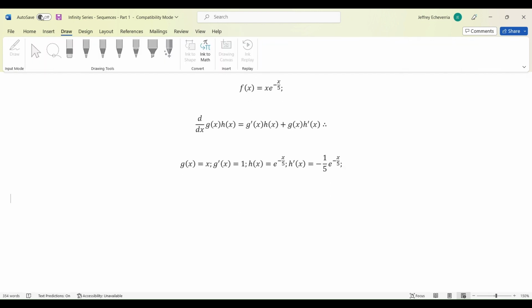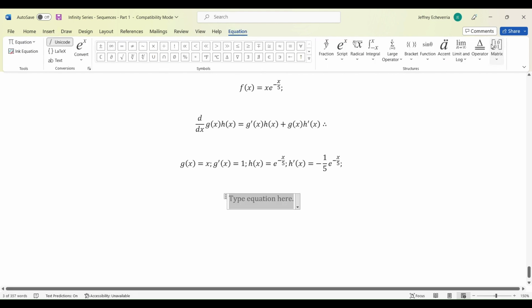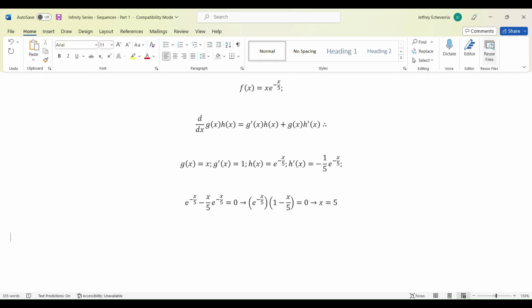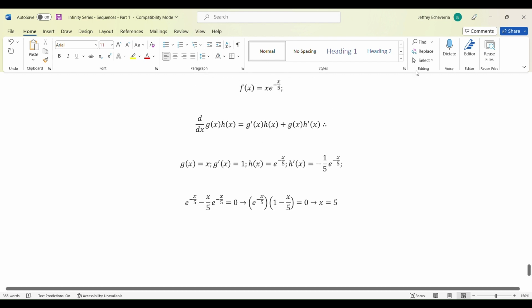So let's use the product rule to finish it off. It'll be e to the negative x over 5 plus x times negative 1/5 e to the negative x over 5, and set it equal to 0. We can do some factoring: e to the negative x over 5 times 1 minus x over 5, and we set it equal to 0, and we know x equals 5. So we found our critical point.